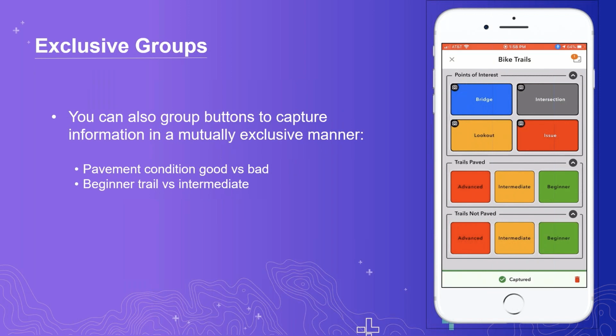Now, in some cases, you don't want to use nested data capture. You may want to create exclusive groups. For example, in this animation here, you can see that we have trails, and trails are either for beginners or for advanced, but they cannot be both. These can also be modeled within your QuickCapture projects. So the moment you tap one button, the other buttons in the group will automatically deactivate. It's sort of capturing data in an exclusive way, exclusive group.